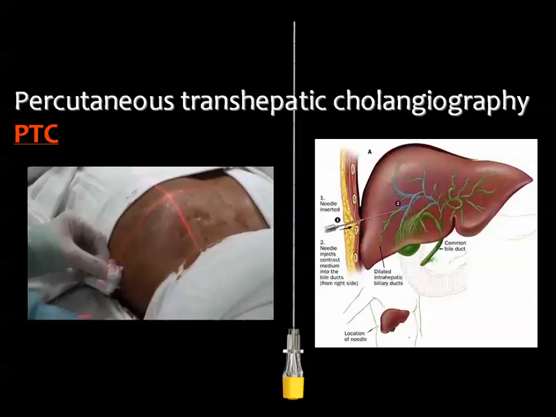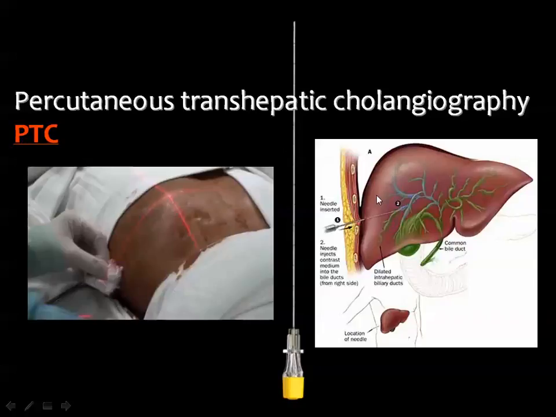And we used to introduce this needle, which is known as the Chiba needle, percutaneously through the right hypochondrium. We directed it medially, anteriorly, and upward, going through the liver, and then we remove the core of the needle, injecting some contrast media.